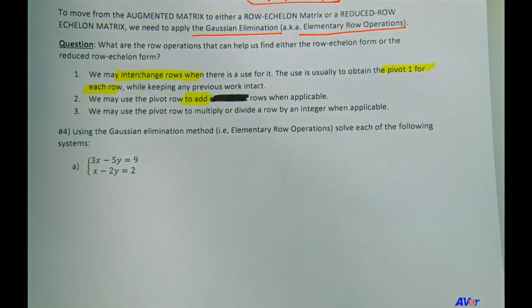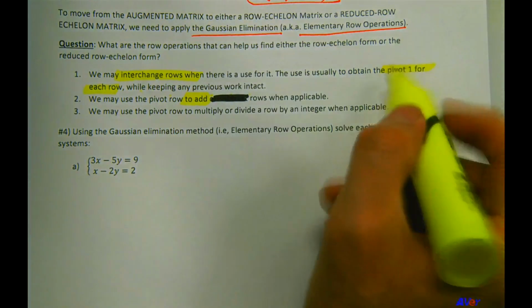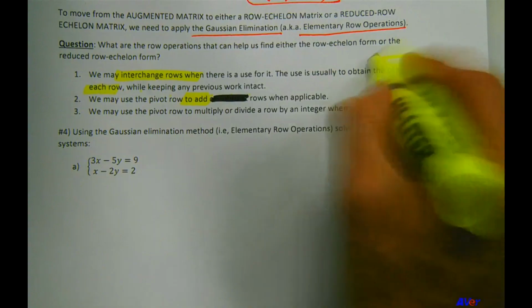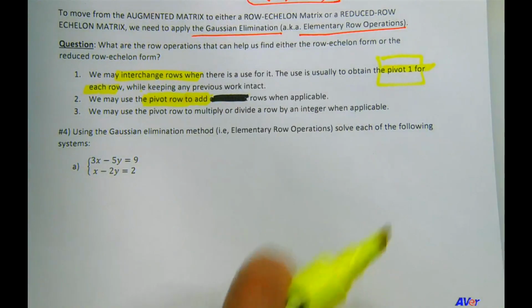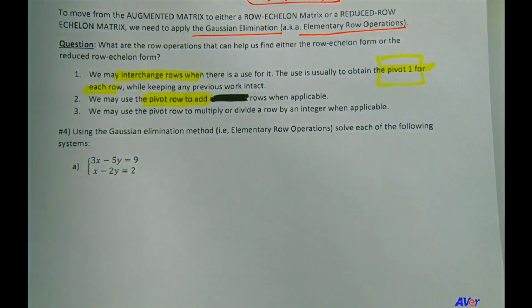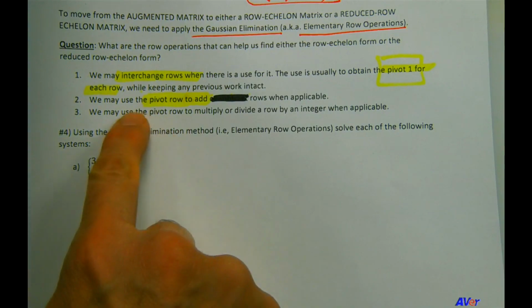Notice I used another terminology here. Here we have pivot 1. Here we have pivot row. All of these are very important in applying the method of Gaussian elimination. So, we may use the pivot row.